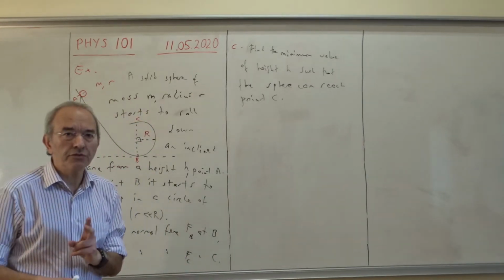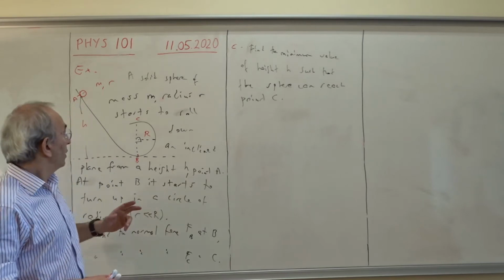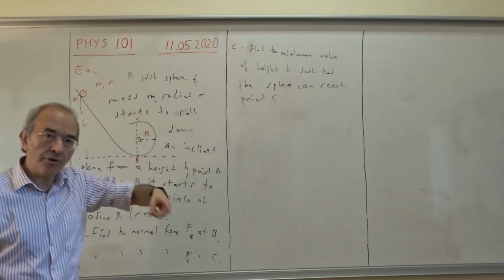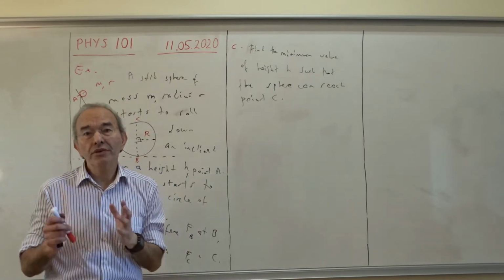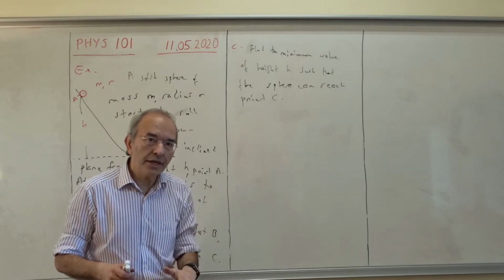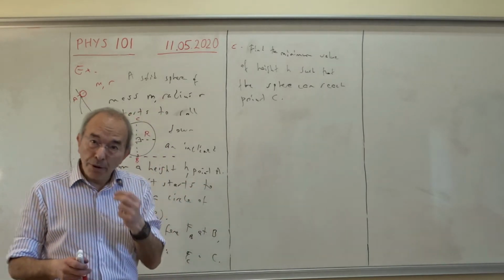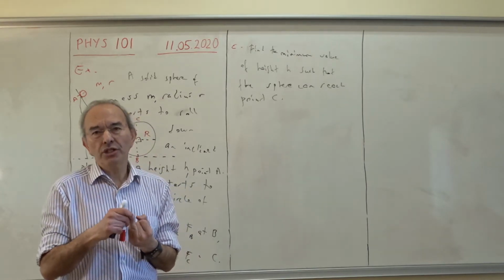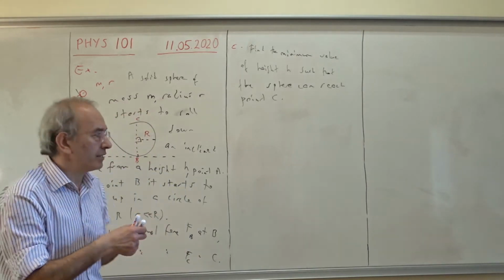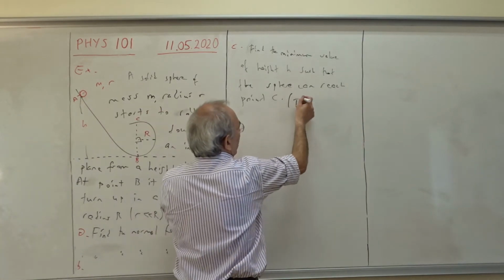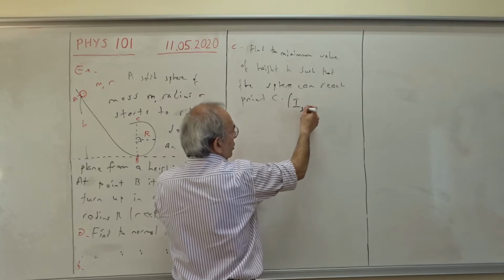The only difference between the previous case and this one is that this object is now turning. In the previous one we had a block which was just sliding, so it had only linear kinetic energy. This one has both linear kinetic energy of the center of mass and the rotational kinetic energy around the center of mass. And the problem also gives you the value of I for the solid sphere.